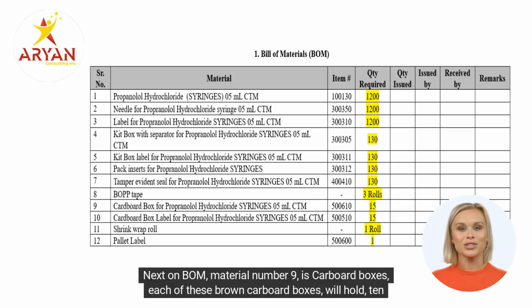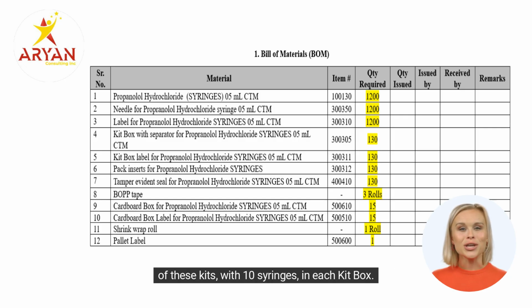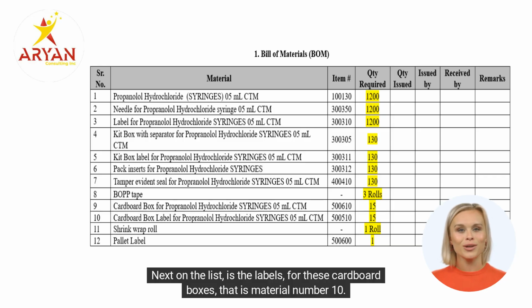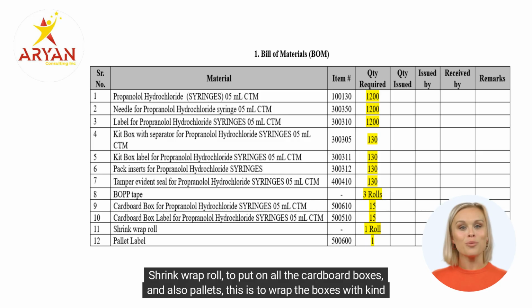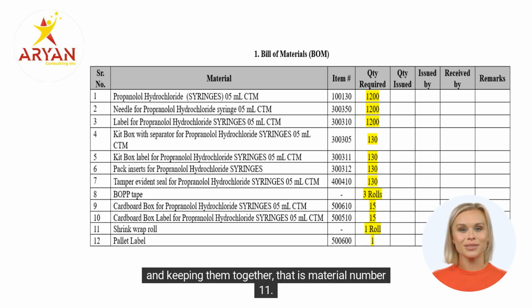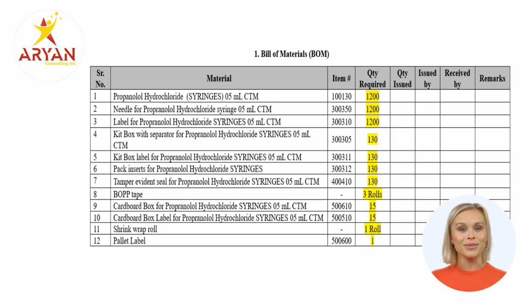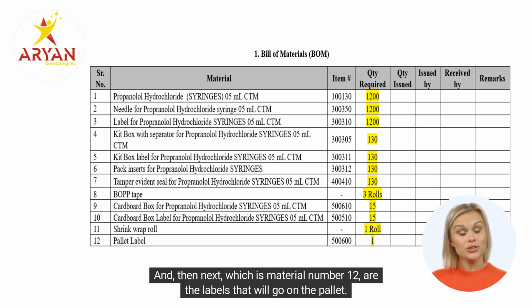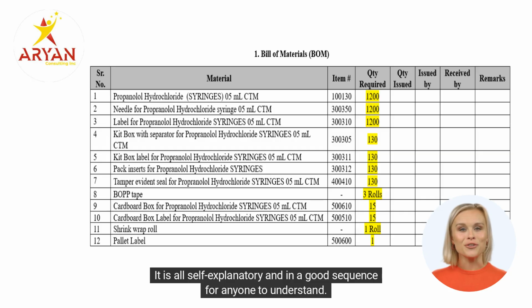Next on BOM, material number 9 is cardboard boxes. Each of these brown cardboard boxes will hold 10 of these kits with 10 syringes in each kit box. Next on the list is the labels for these cardboard boxes. That is material number 10. Shrink wrap roll to put on all the cardboard boxes and also pallets. This is to wrap the boxes with kind of a saran wrap, but with some elasticity and stronger plastic to keep the boxes from falling off the pallet and keeping them together. That is material number 11. And then next, which is material number 12, are the labels that will go on the pallet. It is all self-explanatory and in a good sequence for anyone to understand.